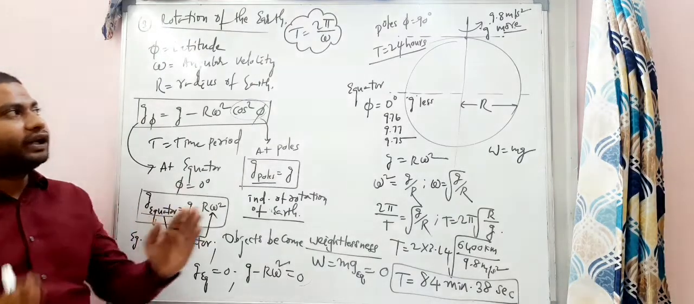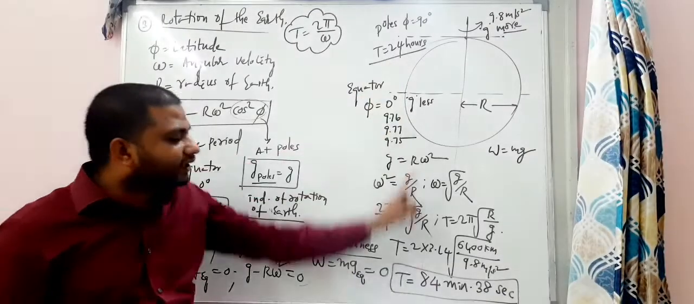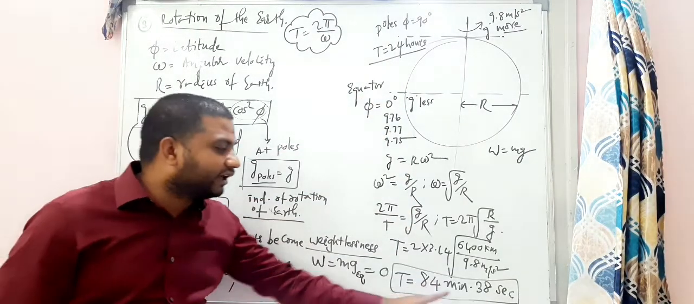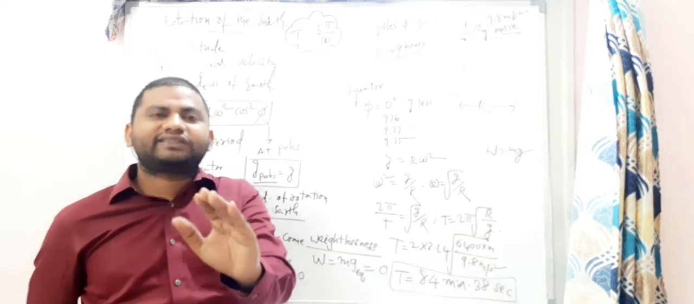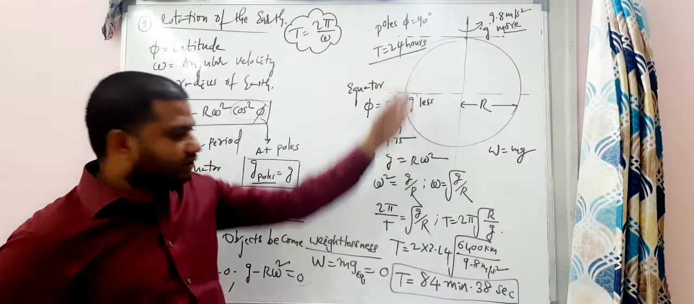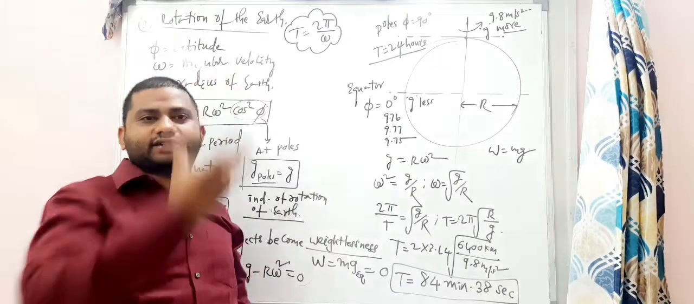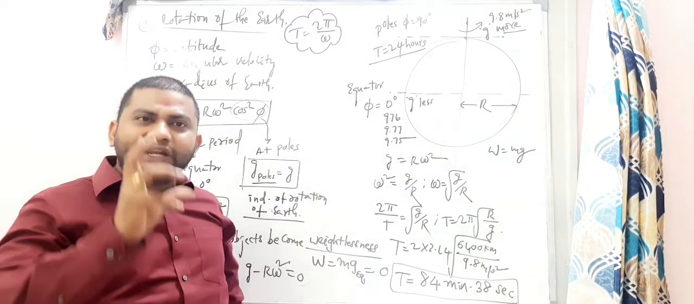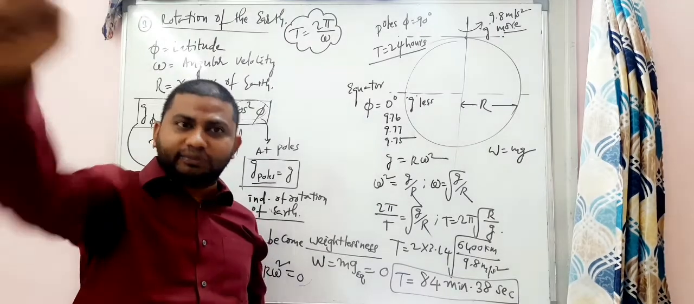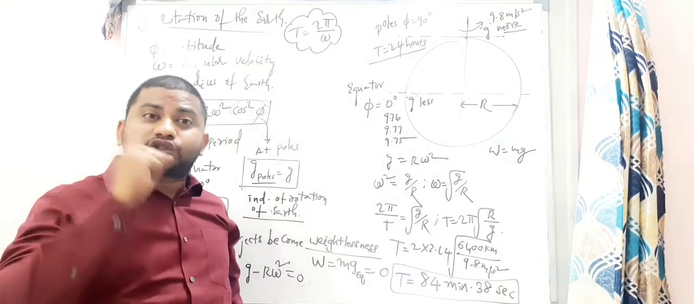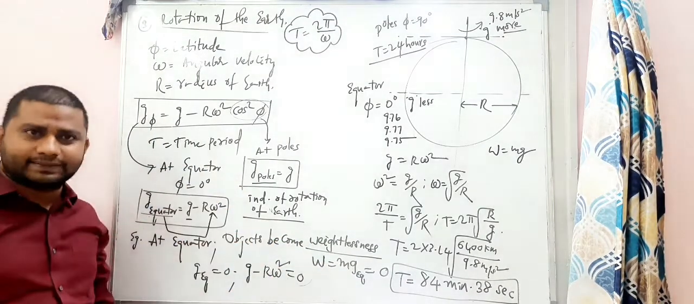Generally, the time period of the earth is 24 hours. But this time period is how much? 84 minutes 38 seconds. Where is 24 hours and where is this 84 minutes? The earth would be rotating so fast to complete one rotation. When it rotates so fast, what is happening? The objects at the equator become weightless.